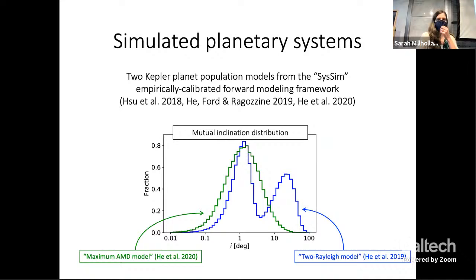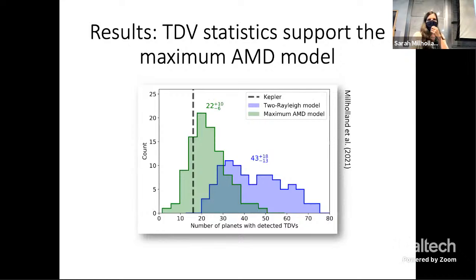So after generating these simulated planet populations using each model, we simulated the TdV detection process to see which planets would have measurable TdVs if they had been observed with the Kepler mission. Wrapping up now, this is our main result from that. These histograms are showing the number of planets that we would expect to see with detectable transit duration variations according to 100 different realizations of these planet population models. So essentially each value in the histogram corresponds to an expected number of TdV detections across a whole Kepler planet population.